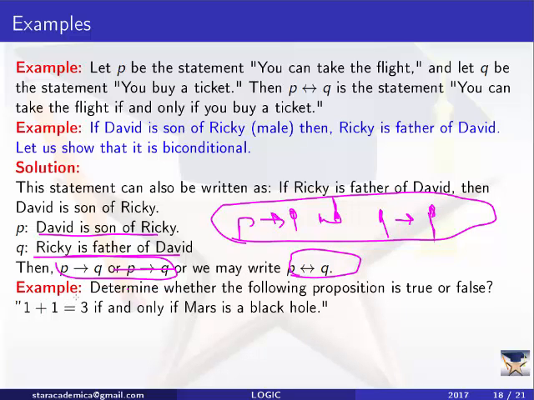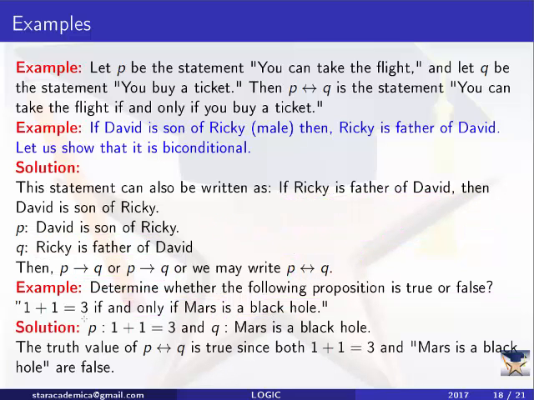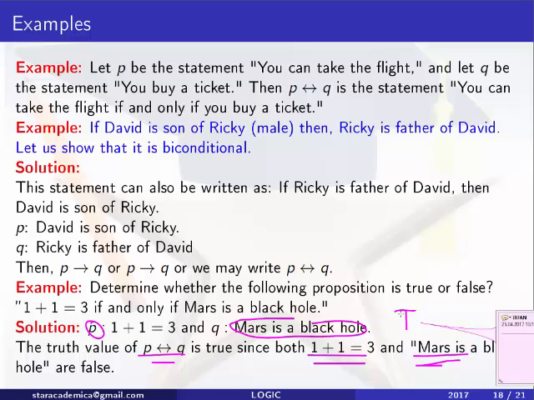Let's move to the other example. Determine whether the following proposition is true or false: 1 plus 1 is 3 if and only if Mars is a black hole. So P, 1 plus 1 equals 3, is the first proposition, and Q is the second one, Mars is a black hole. The truth table of this if and only if statement is true when both have the same value. Since 1 plus 1 equals 3 is false, and Mars is a black hole is also false, the result is true. False if and only if false implies true.